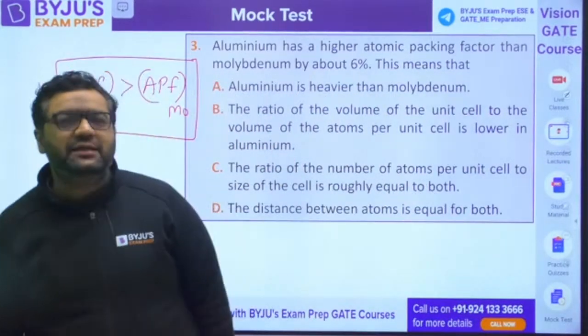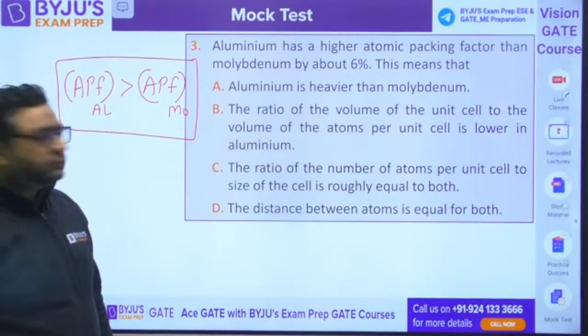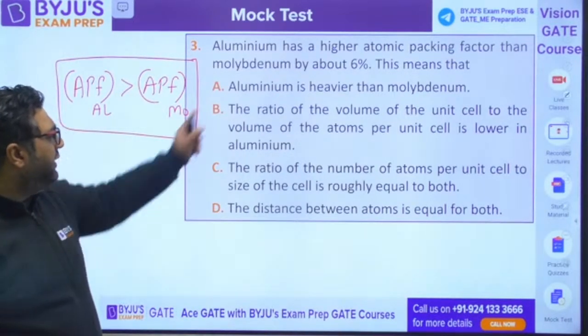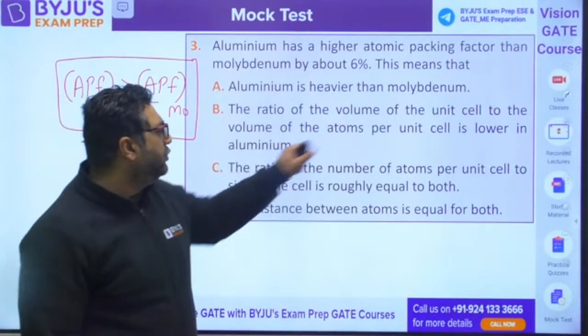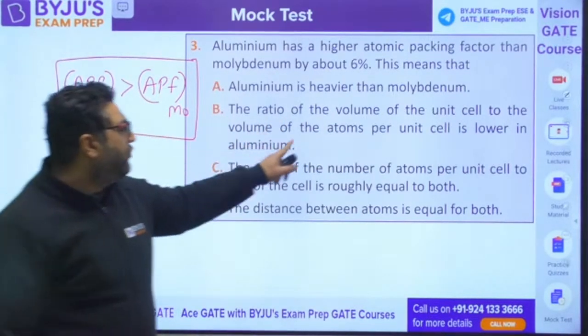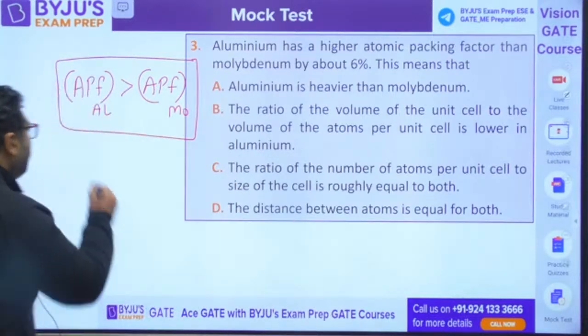Yes, actually it is alpha, gamma. Okay, fine. What would be the answer for this? Aluminium is heavier than molybdenum. The ratio of volume of the unit cell to the volume of the atoms per unit cell is lower in aluminium. You know what APF is?